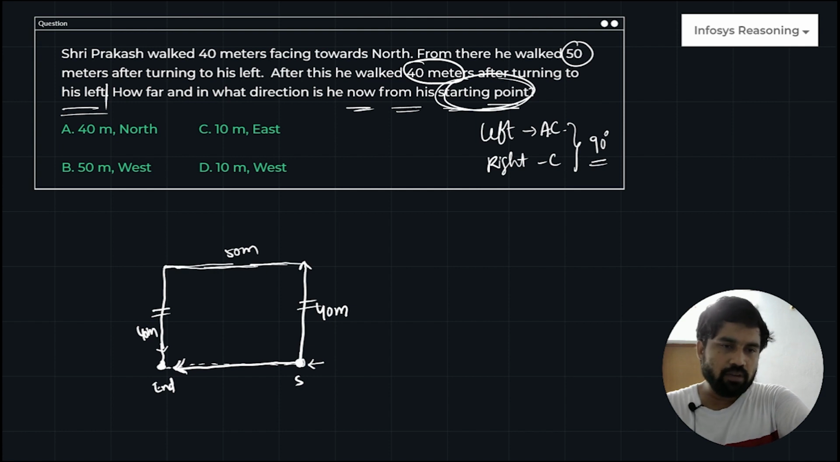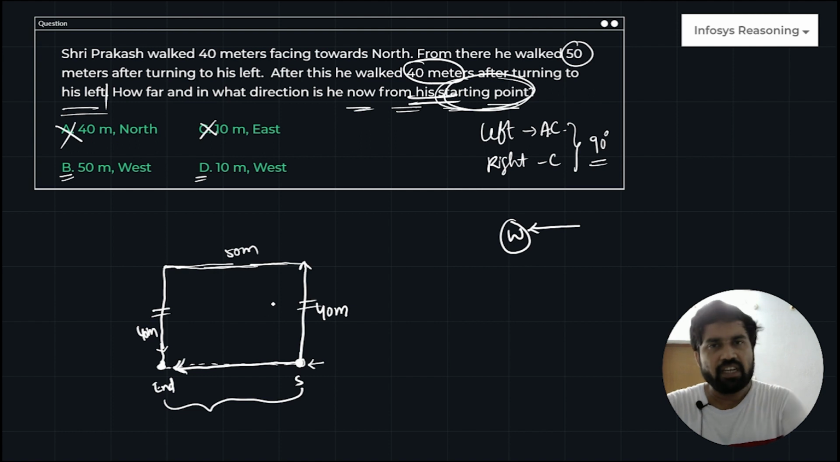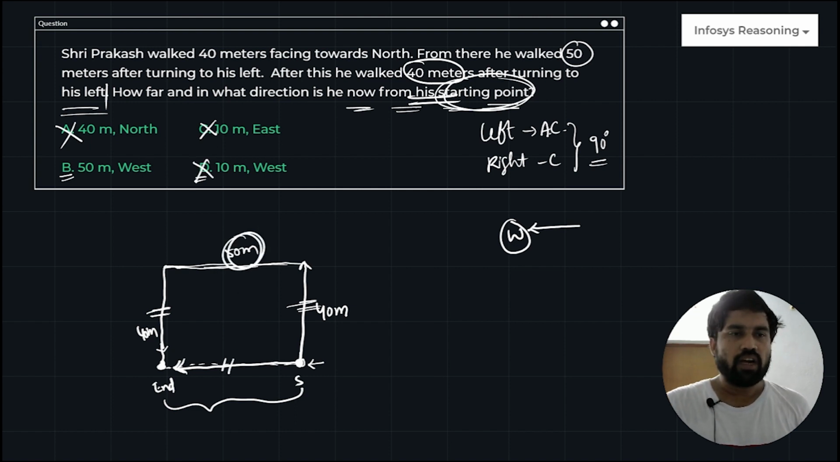Why? Because you started from the starting point. So with respect to the starting point, tell me which direction this arrow represents. It's going on the left-hand side, and left is nothing but west. So west is in two options, so A and C got cancelled. And what is the distance between these two points? There is no vertical displacement, because the two vertical lines are the same. So the horizontal displacement is 50 meters. So your answer is option B, 50 meters is correct.